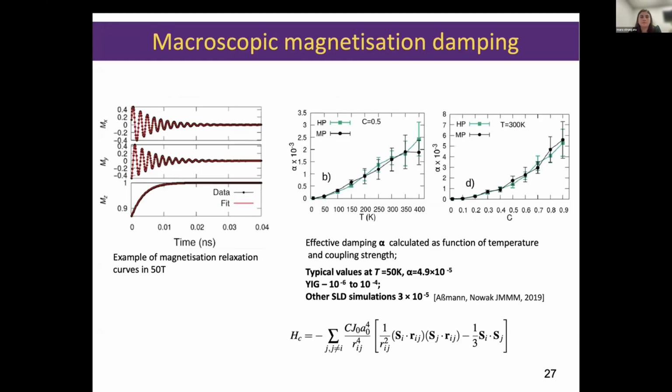We are also able to look at the dynamic properties, such as calculating and estimating the damping within our framework. So we perform these magnetization relaxation experiments, and we can measure the damping as a function of temperature and the coupling of our spin lattice coupling term. The typical values of damping we obtain correspond with typical magnetic insulators such as YIG, and the damping serves as a way to parameterize our coupling term here, that allows for angular momentum transfer between spin and lattice.